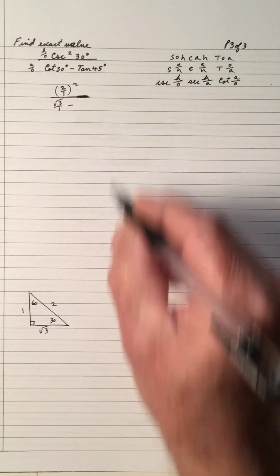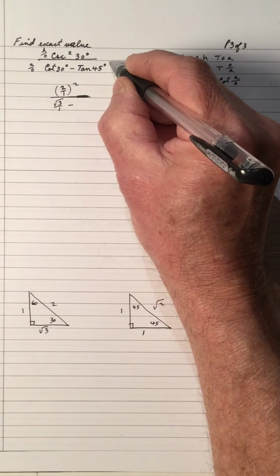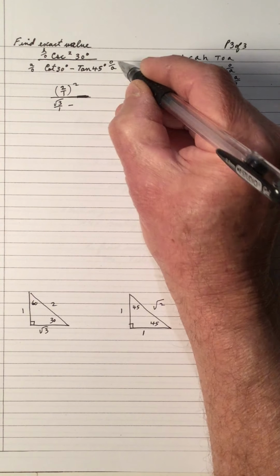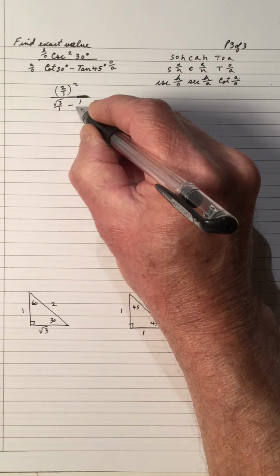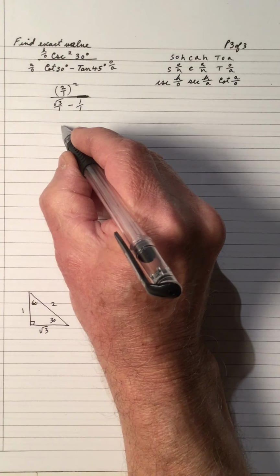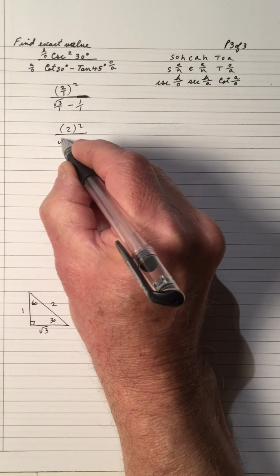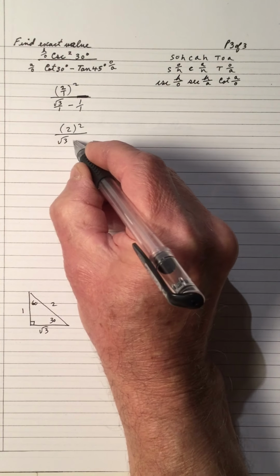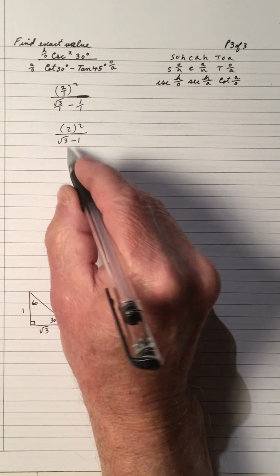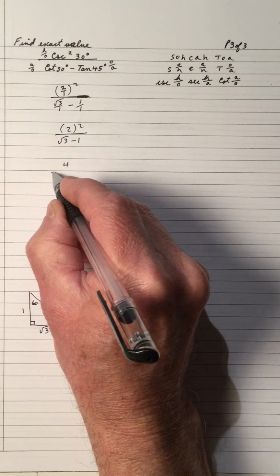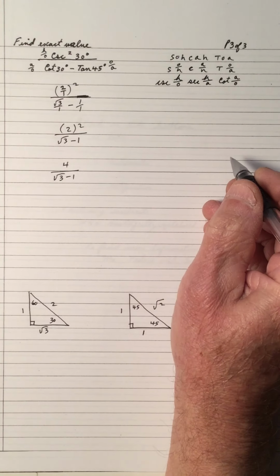the tan of 45. Tan is opposite over adjacent. For 45, opposite over adjacent is 1 over 1. And let's simplify that. So that's a 2 being squared. And that's root 3 divided by 1. 1 divided by 1 is 1. Simplify. 2 squared is 4. And we have root 3 minus 1.